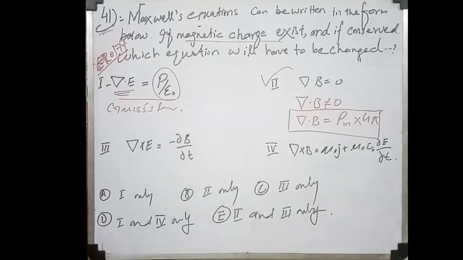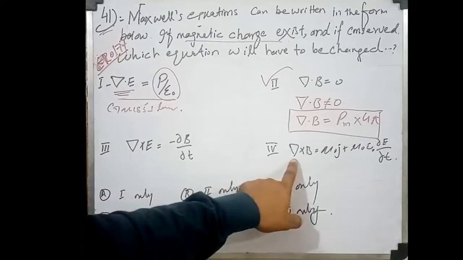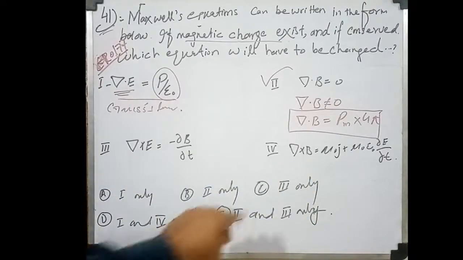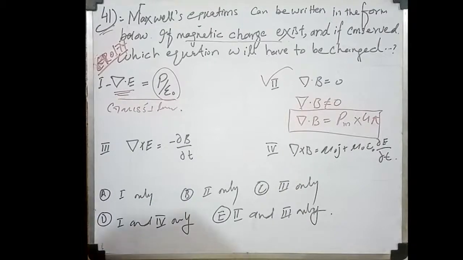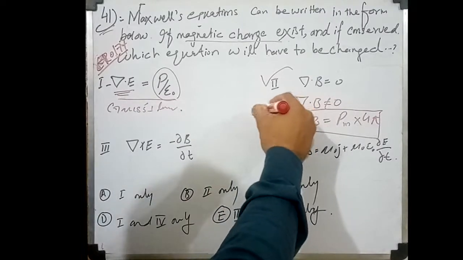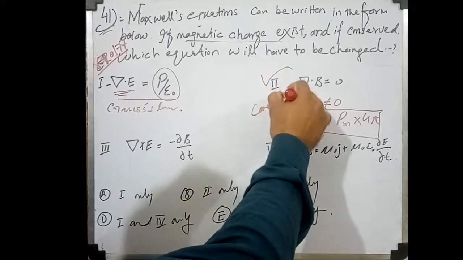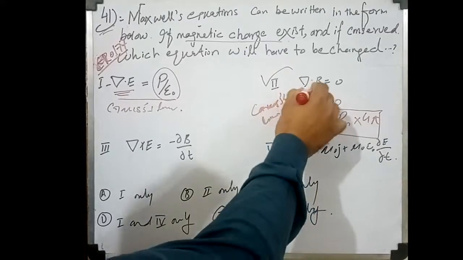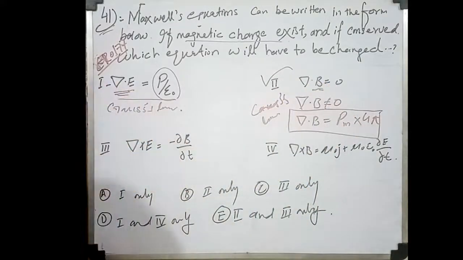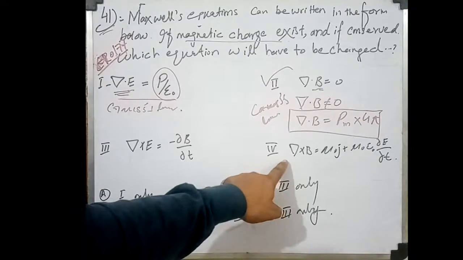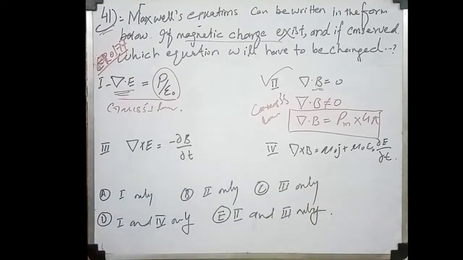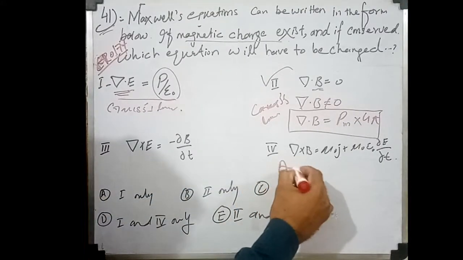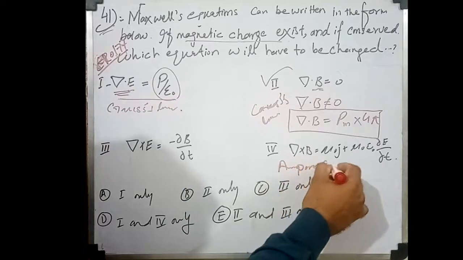Now the third and fourth equations. The third equation is the curl of E and the fourth equation is the curl of B. This is Gauss's law for magnetic field, and this is Gauss's law for electric field. The fourth equation is del cross B, which is known as Ampere's law.